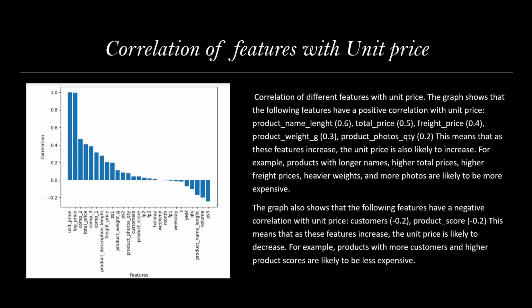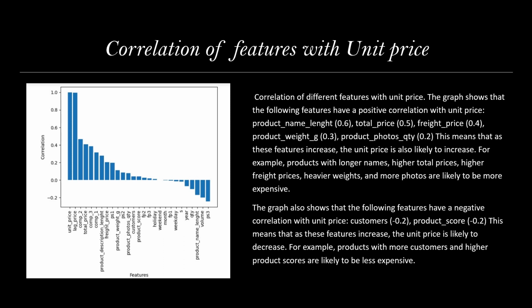The left side graph shows that the features have a positive correlation with the unit price, such as the product name length, total price, freight price, product weight and product photos. This means that as these features increase, the unit price is also likely to increase. For example, products with longer names, higher total prices, higher freight prices, heavier weights, and more photos are likely to be more expensive.